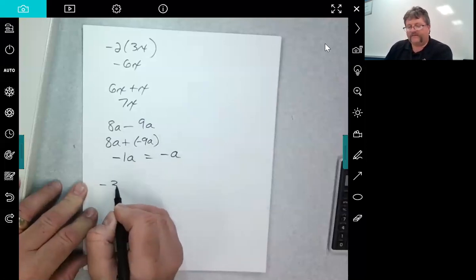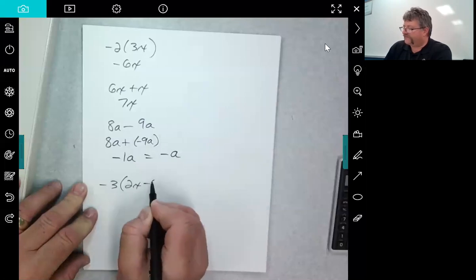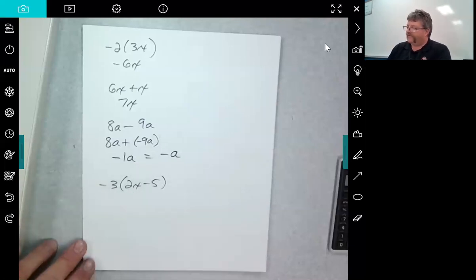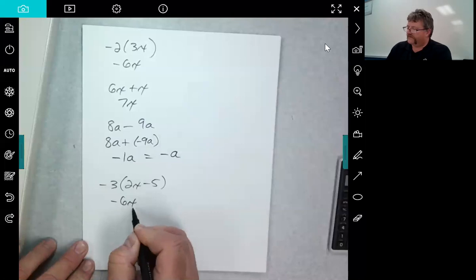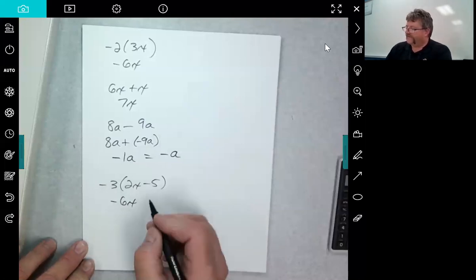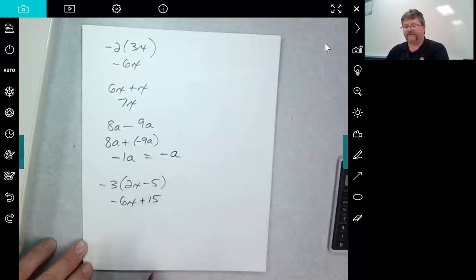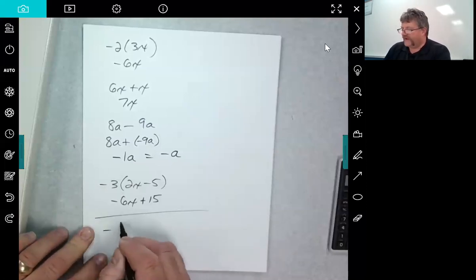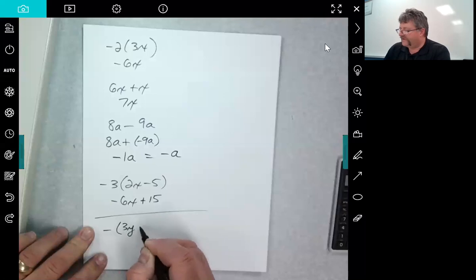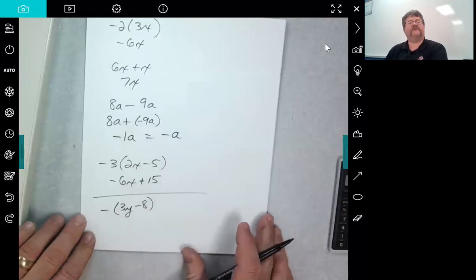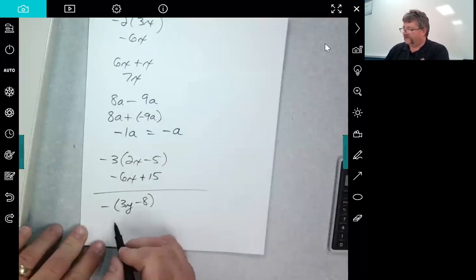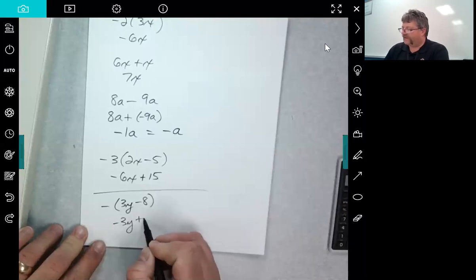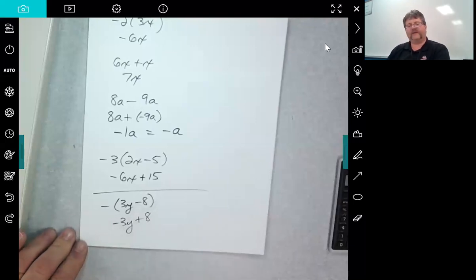Okay, how about negative 3 parentheses 2x minus 5? Negative 3 times 2x is negative 6x. Negative 3 times negative 5 is positive 15. Negative in front of a parenthesis should be easy, sometimes causes trepidation. Negative 3y plus 8. Distribute that negative across.